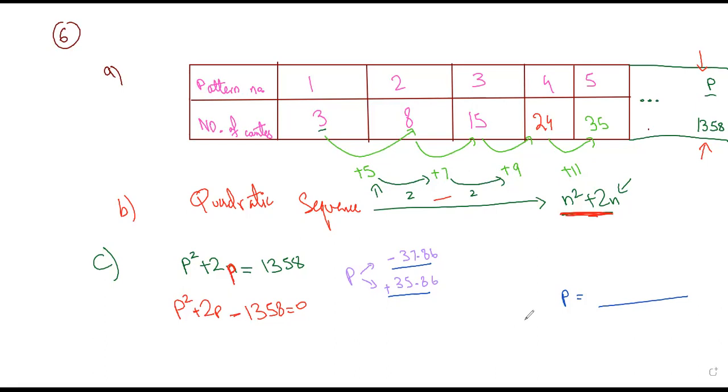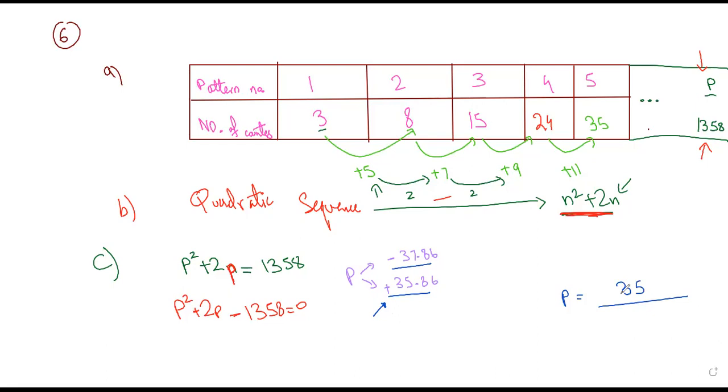Okay, let's see. The thing is that P is a pattern number. So a pattern number cannot be in decimals, right? The pattern number would either be 35, 36, 37, or 38. It cannot be in decimals. That should be clear. So yes, you are correct. This would be the answer. So now, what should the value be? 36, positive 36. Yes, this is what any student would have said, but the answer is 35.